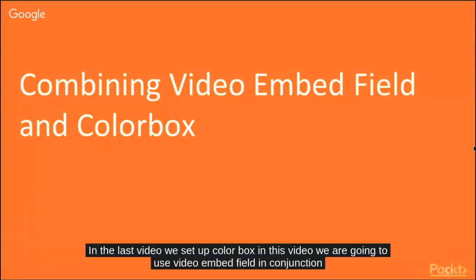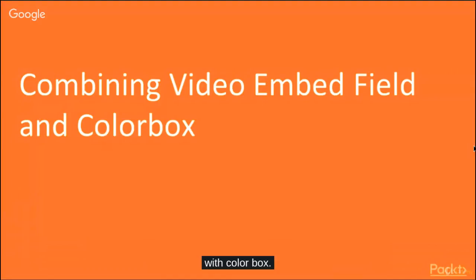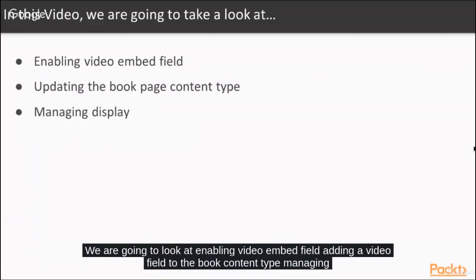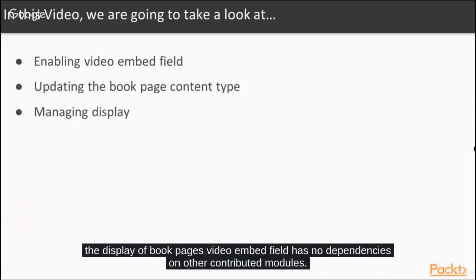In the last video, we set up Colorbox. In this video, we are going to use video embed field in conjunction with Colorbox. We are going to look at enabling video embed field, adding a video field to the book content type, managing the display of book pages.